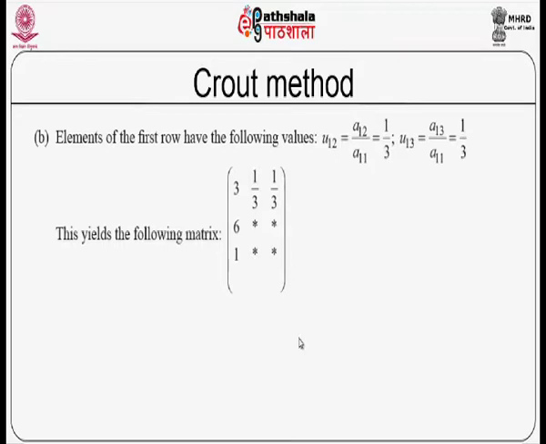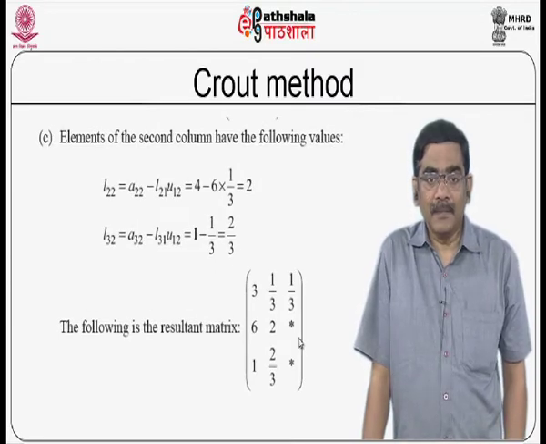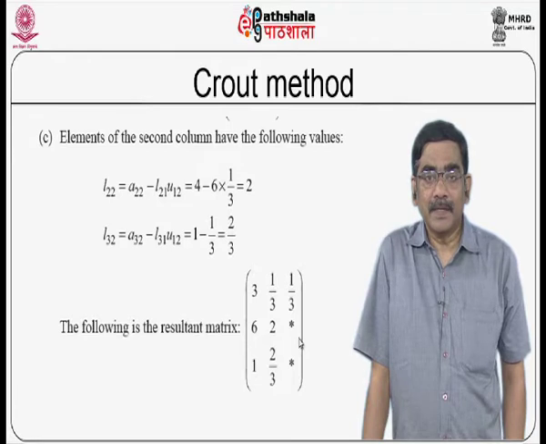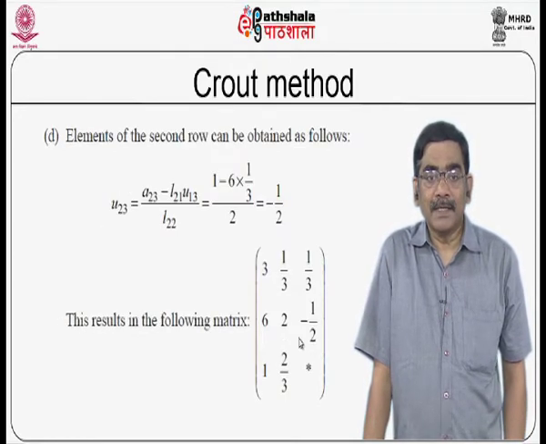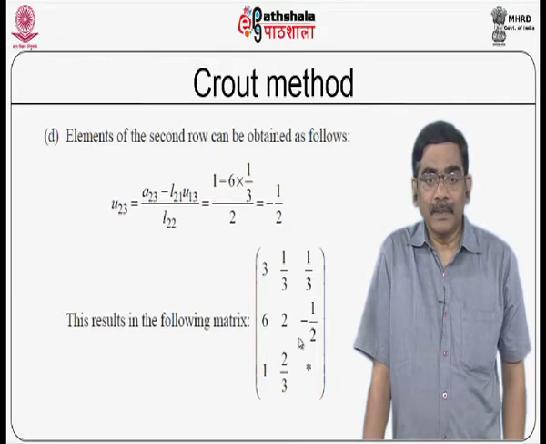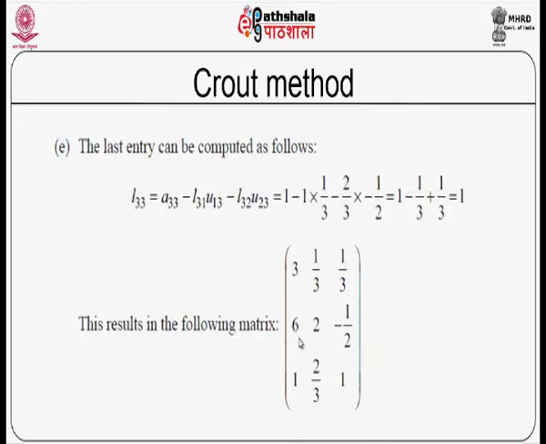So, from the previous equations you can find that U12 is going to be A12 by A11. So, it becomes 1 by 3 and U13 becomes A13 by A11 to get 1 by 3. So, this yields this matrix. Next, we have to find the second column. So, again you can see by substituting into the equations we are getting the value of 2 and 2 by 3, and continuing this to get the value of U23 we are getting this. So, this results in this particular matrix.